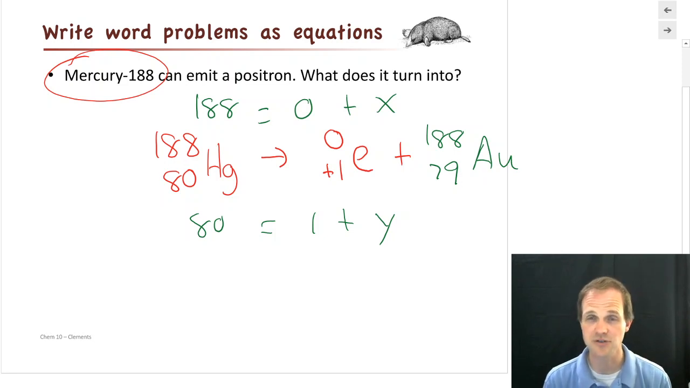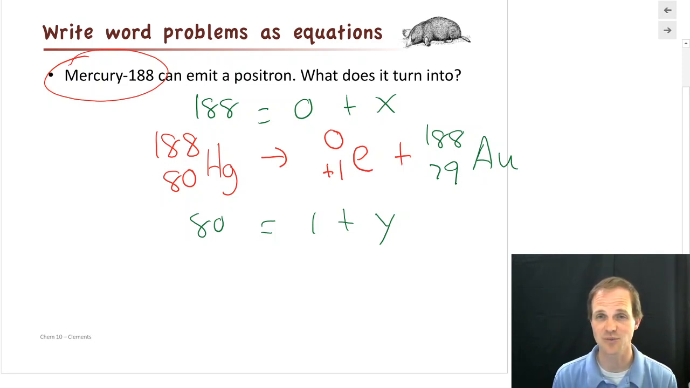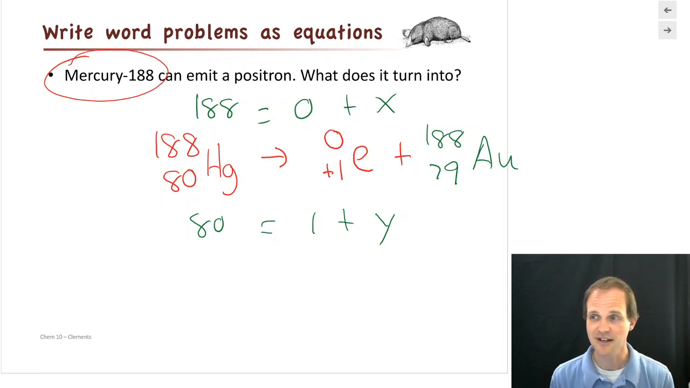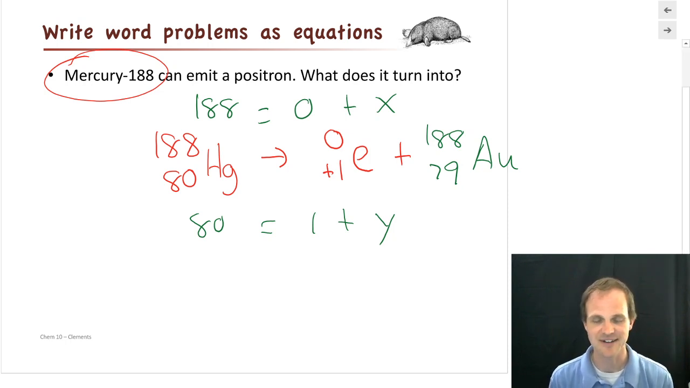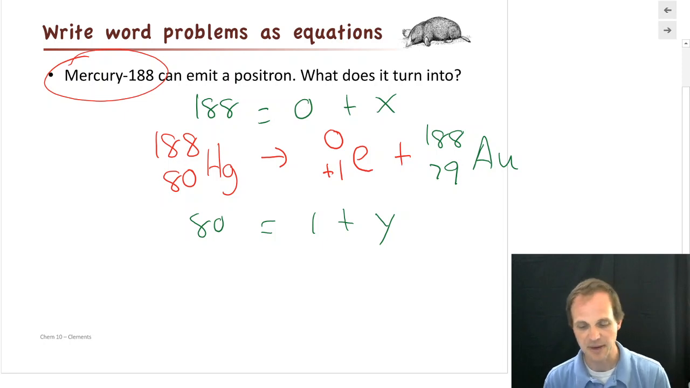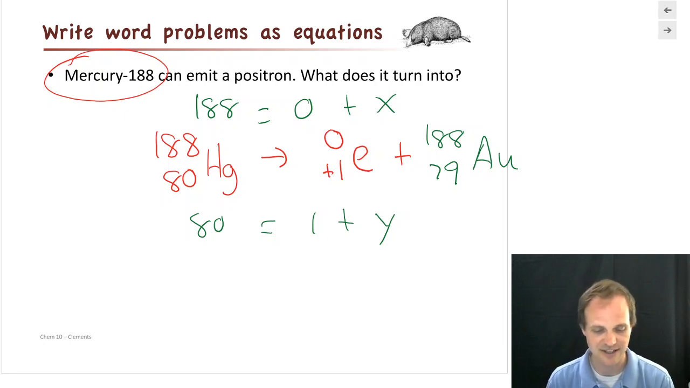So all the people out there who tried to do alchemy over the years, turn one element into another element, they usually were trying to make gold. What they should have started with is some mercury-188, because it spontaneously turns into gold. Now, don't go out and try to collect a bunch of mercury-188. You're not going to find a whole lot of it out there, and you're not going to be able to make any money off of it. But it will spontaneously turn into gold over time.